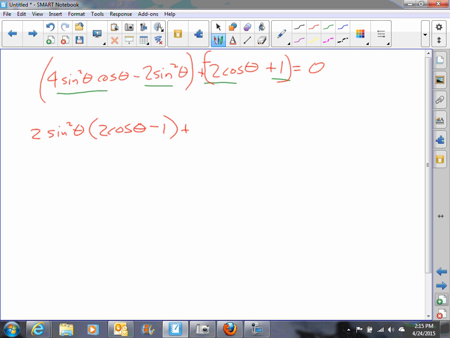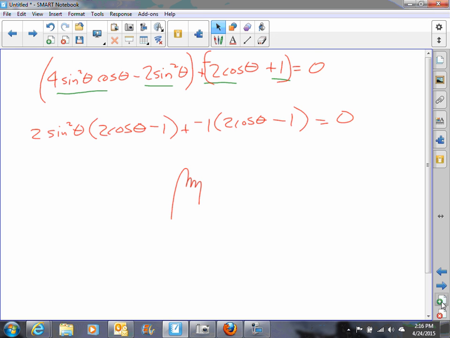Now in the second group, I taught you that if right inside the parentheses there was a negative sign, we needed to pull a negative common factor out. And there doesn't seem to be any other common factor, so we're just going to pull out a negative 1. So we have negative 1 times positive 2 cosine theta minus 1, because negative 1 times a negative 1 is plus 1. This is still all equal to 0. And let's just put our hand off here to the side in case we need it again.